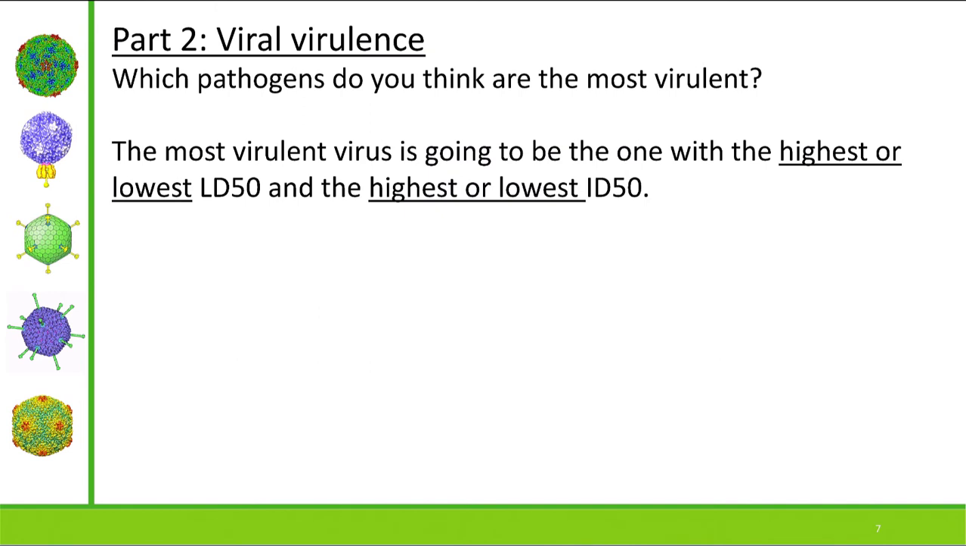So again, hopefully you've taken the time and worked through this. For this practice problem, the most virulent virus is going to have the lowest LD50. We're thinking about virulence, of course, from the human perspective. So this is seen as something bad: lots of people getting sick, lots of people dying, and not a lot of viral particles needed to get you sick. And so the lowest LD50 and the lowest ID50 is going to be the most virulent virus.